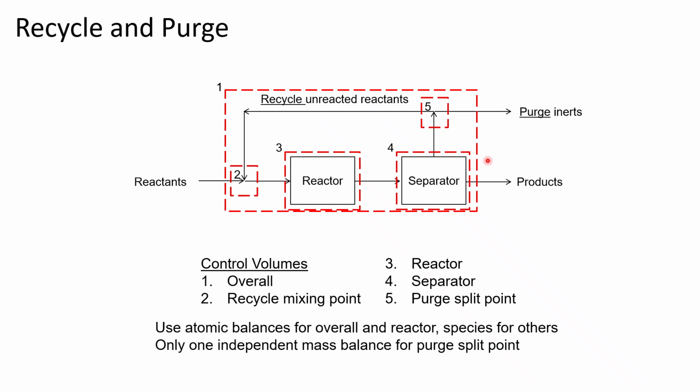Now remember that if we use a species balance around a split point, such as that shown here for control volume 5, there's only one independent mass balance that can be written for a split.